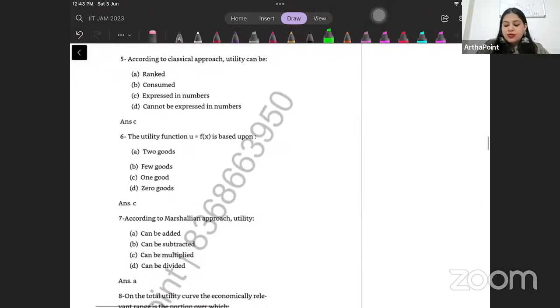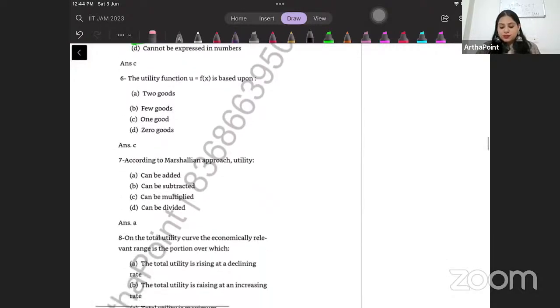According to classical approach, according to classicals, utility is cardinal. C classical, C cardinal. So कार्डिनैलिटी का मतलब होता है कि आप उसको नंबर में एक्सप्रेस कर सकते हो. So according to classicals, utility can be expressed in numbers. ओके बेटा, कम टू द नेक्स्ट क्वेश्चन.